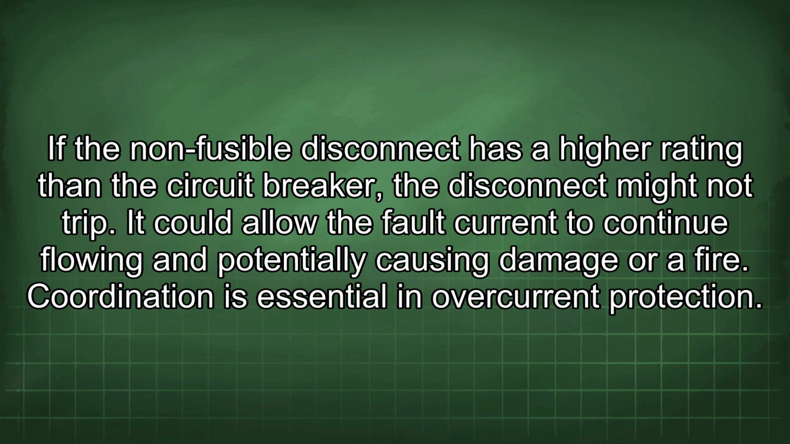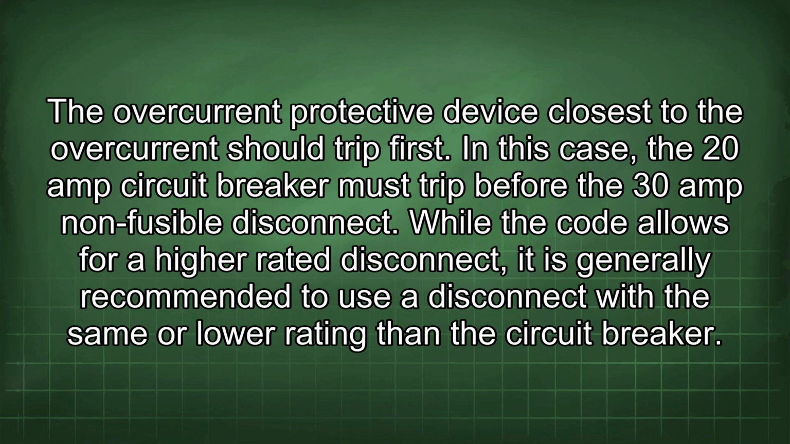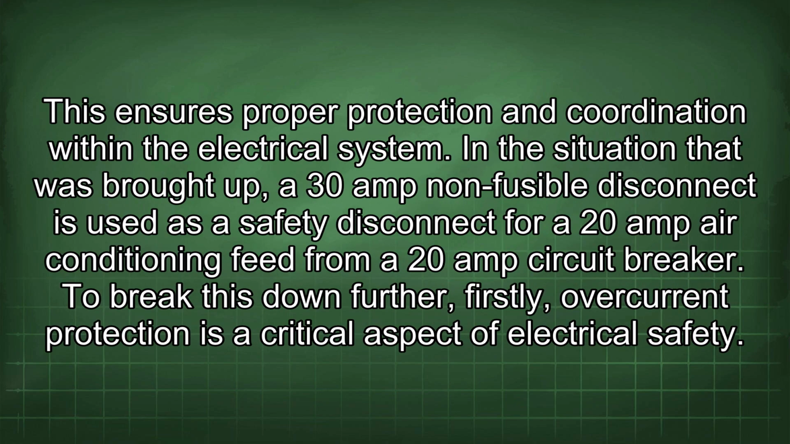Coordination is essential in overcurrent protection. The overcurrent protective device closest to the overcurrent should trip first. In this case, the 20-amp circuit breaker must trip before the 30-amp non-fusible disconnect. While the code allows for a higher rated disconnect, it is generally recommended to use a disconnect with the same or lower rating than the circuit breaker. This ensures proper protection and coordination within the electrical system. In the situation that was brought up, a 30-amp non-fusible disconnect is used as a safety disconnect for a 20-amp air conditioning feed from a 20-amp circuit breaker.